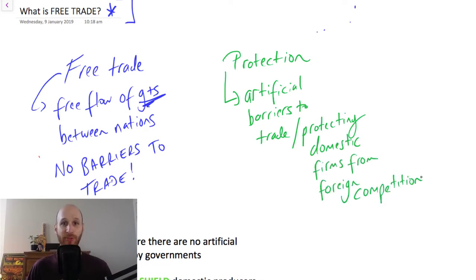If we have a situation of protection, what we've got are artificial barriers to trade that protect domestic firms from foreign competition. And these artificial barriers to trade are not organized by the firms themselves. Instead, they are imposed by governments. And the idea is to help domestic firms.